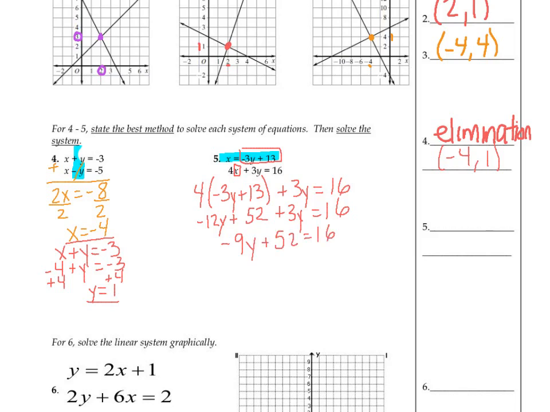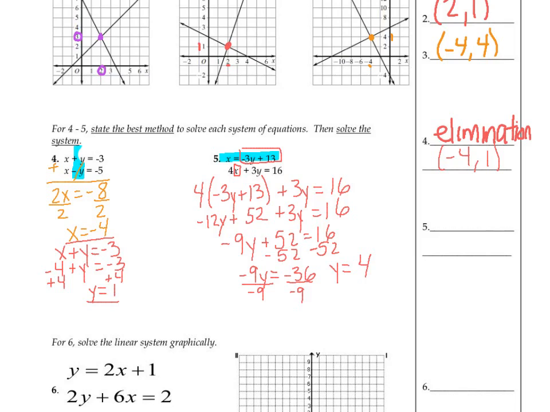And now we want to solve for y. So we have to get the y by itself. So we would subtract 52 from both sides. When we do that, we would bring down the negative 9y, and then 16 minus 52 is negative 36. Then we can divide both sides by negative 9. And we get y equals 4.